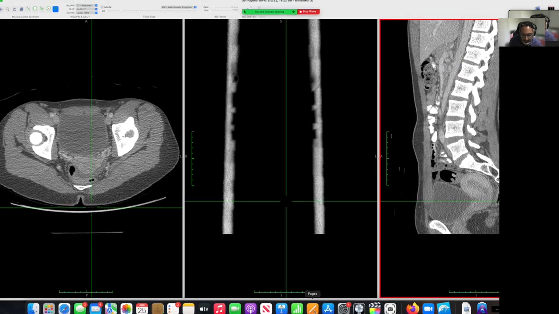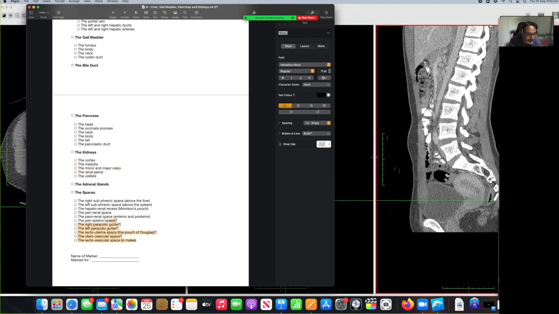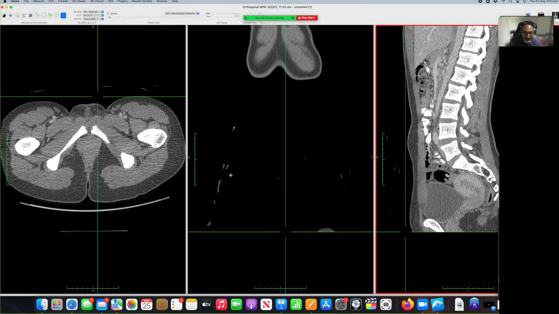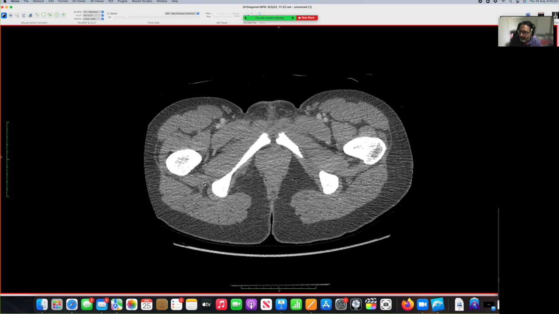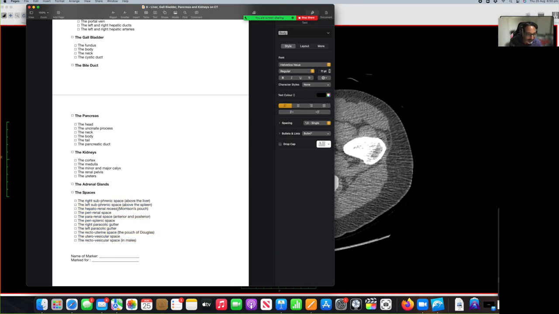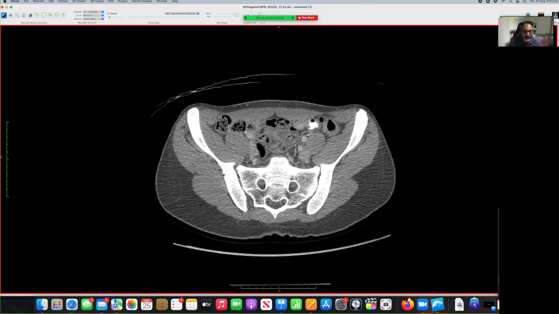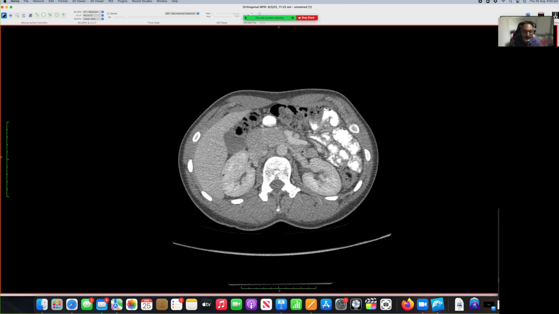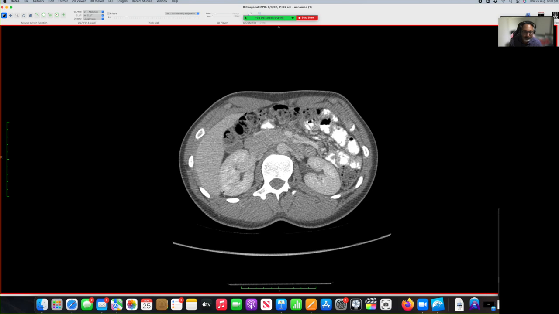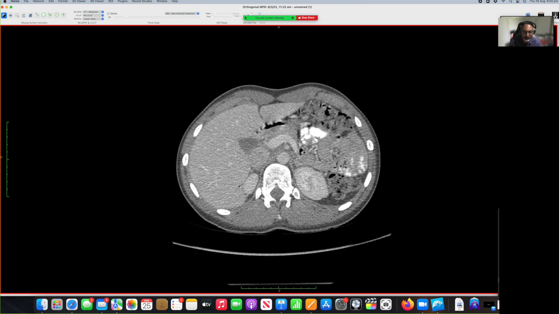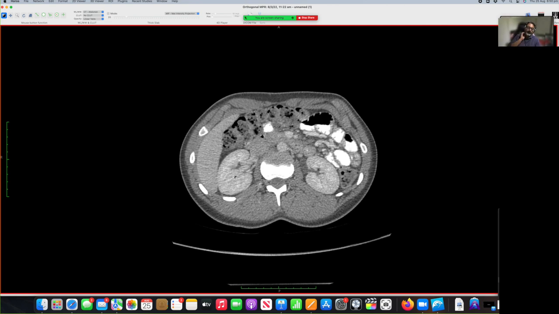All right. I think that actually ends the whole demonstration. Any questions? Yes, which one was Morrison's? Well, the hepatorenal recess is called Morrison's pouch. So if you go back, this one, the hepatorenal recess, that's Morrison's pouch. Excellent. All right, I think that's about it. Any questions, or shall we move on to the quiz?